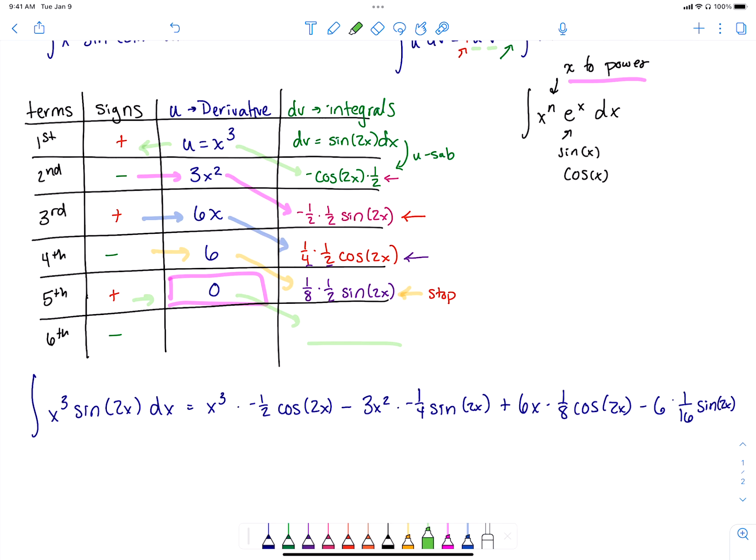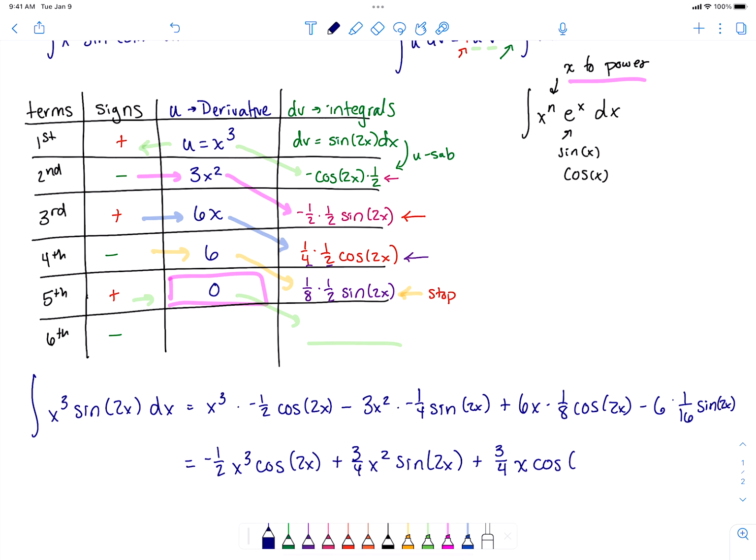So this is one where we would have to use integration by parts 3 times, but the table helps us set this up so we can do it all at once, take our integrals, take all our derivatives, and remember what signs we should get so that we can just write out that we get, okay, negative 1/2 x cubed cosine of 2x plus 3/4 x squared sine of 2x plus 3/4 x cosine of 2x minus 3/8 sine of 2x plus C.